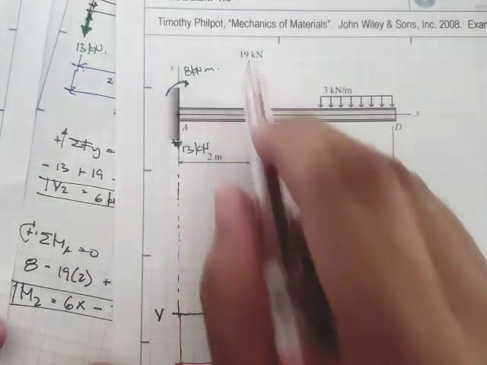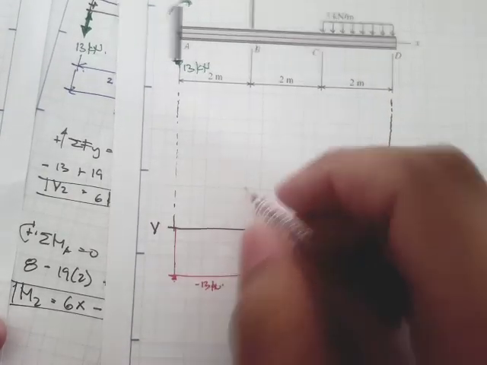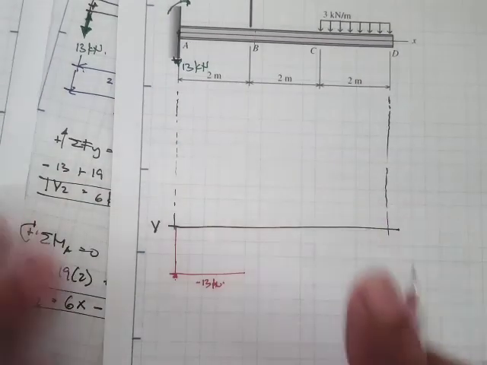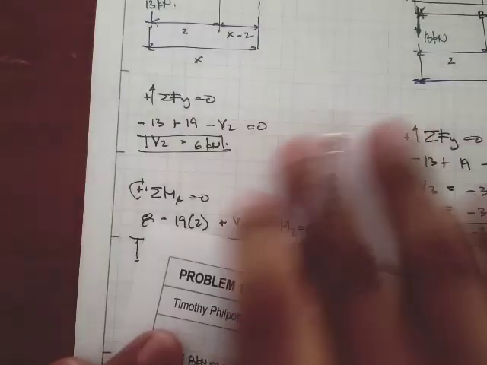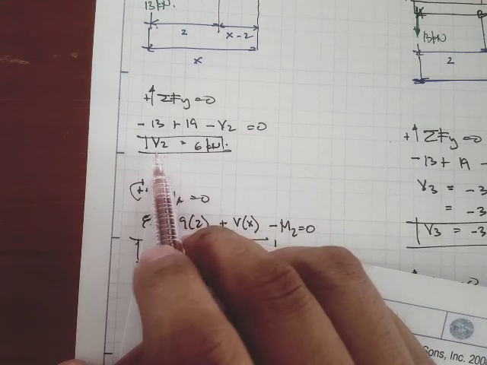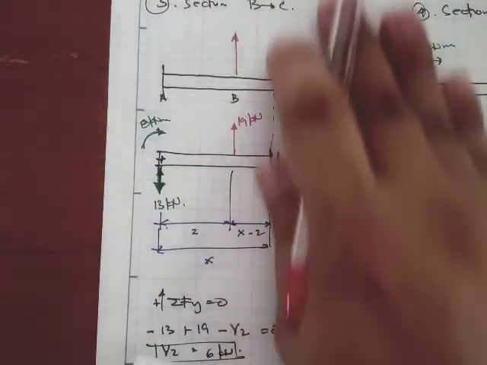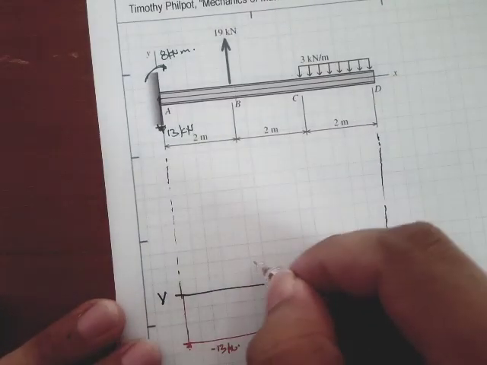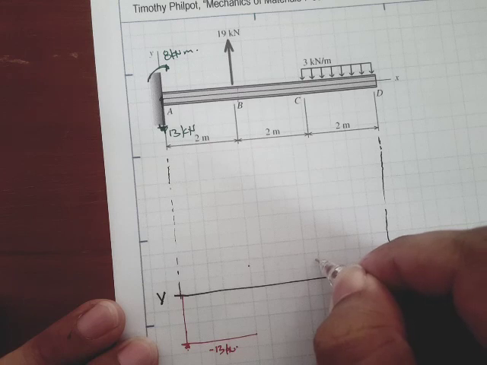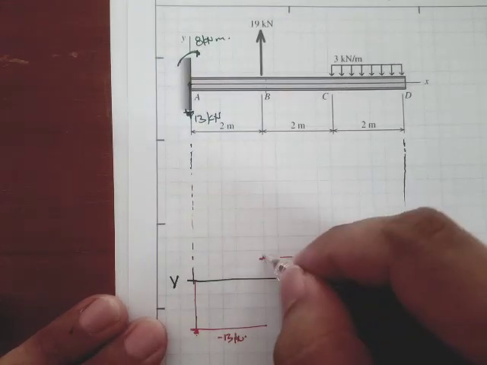And then at point B, since there's a concentrated load, it's going to be 19. So let's check our B to C. It says here that from section B to section C, we have a value of 6 kilonewtons. So therefore, this should be right here. From point B to C, this is 6 kilonewtons.